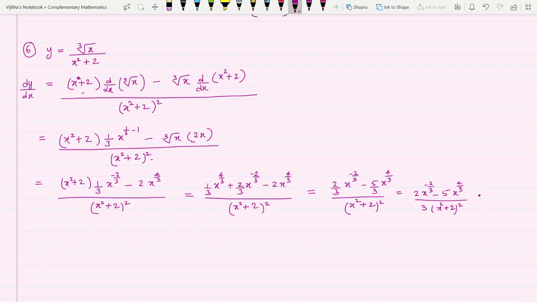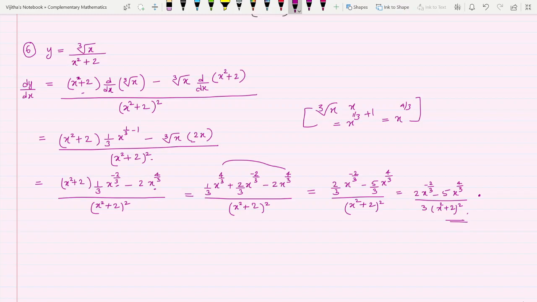Now we can simplify here. 1/3 minus 1 becomes minus 2/3. Here x^(1/3) and x^1, so you have cube root of x into x, which is nothing but x^(1/3 + 1). So it is x^(4/3). So I have written it here. Now if you open the bracket here and simplify it, you can see these two terms can be added. So you will get the simplified answer like this.